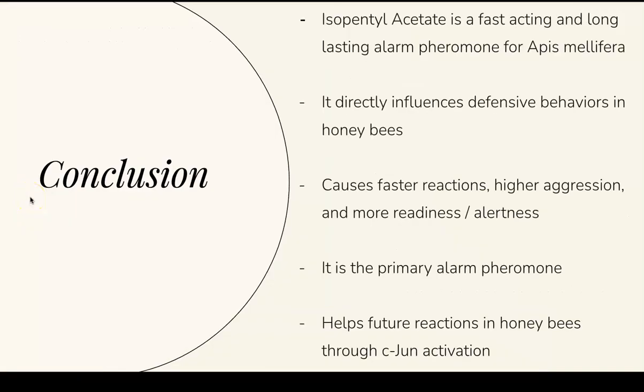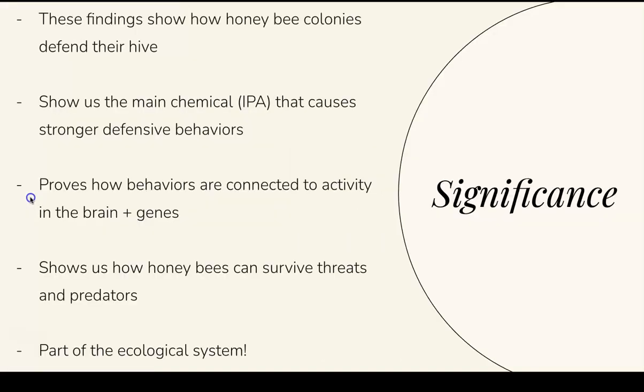In conclusion, isopentyl acetate is a fast-acting and long-lasting alarm pheromone for Apis mellifera. It directly influences defensive behaviors in honeybees. It can cause faster reactions, higher aggression levels, and more readiness and alertness. It is the primary alarm pheromone and helps future reactions in honeybees through c-Jun activation.